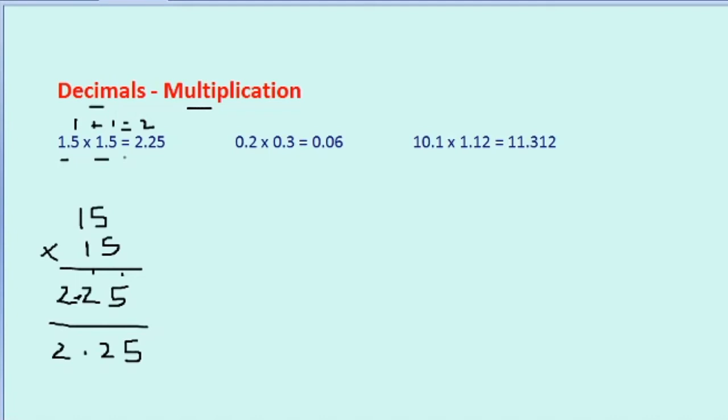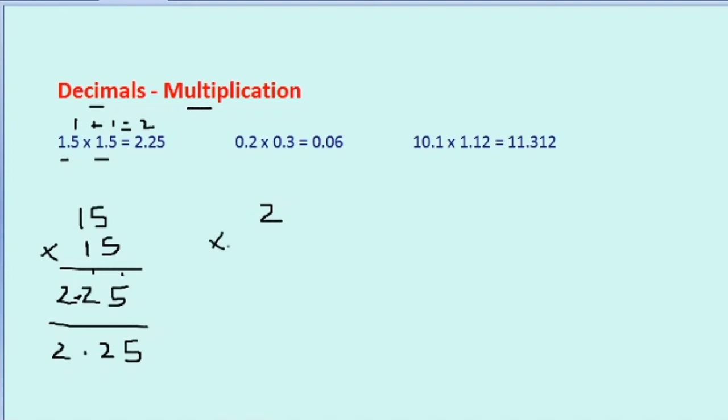Okay. Just what we have to do, drop the decimals. Remove the decimals from the numbers and just multiply the numbers. Then after you get the result, check how many decimals you have skipped and add those decimals. Okay, now here in this example, 0.2 into 0.3. So what we do, we skip the decimals.